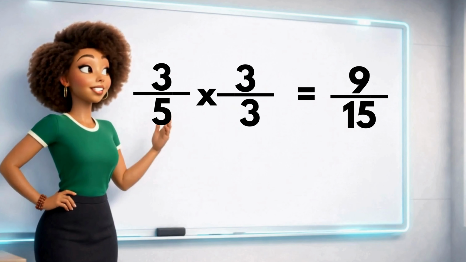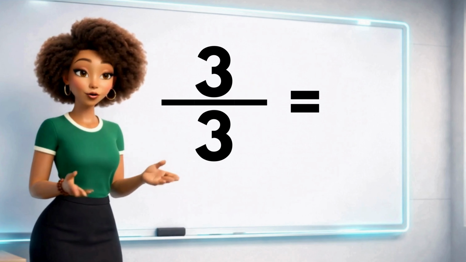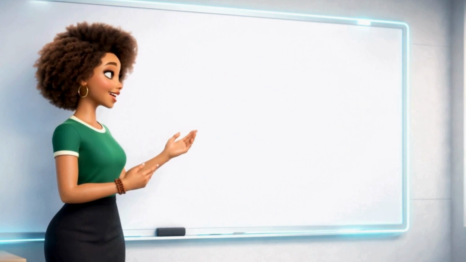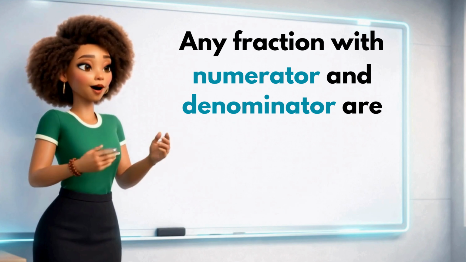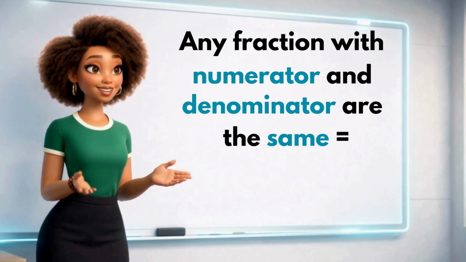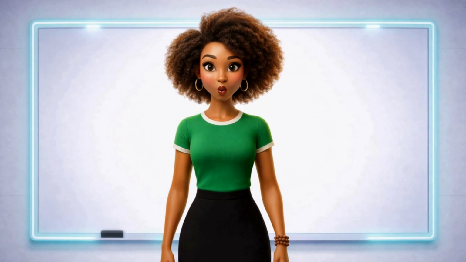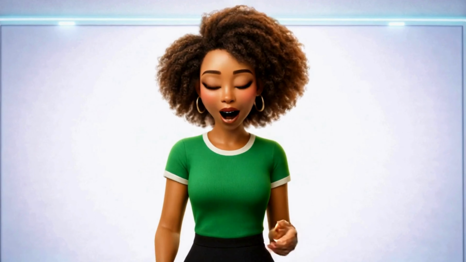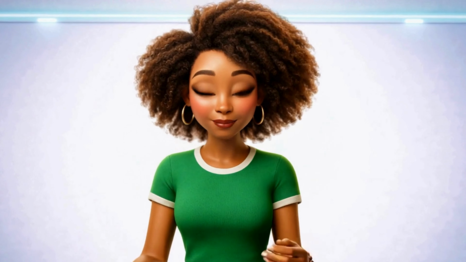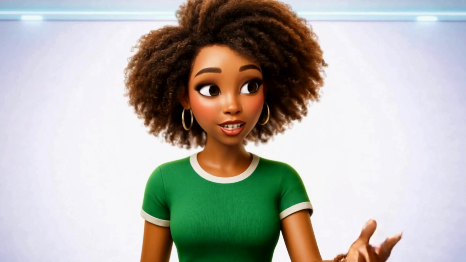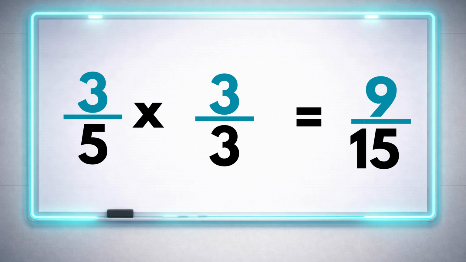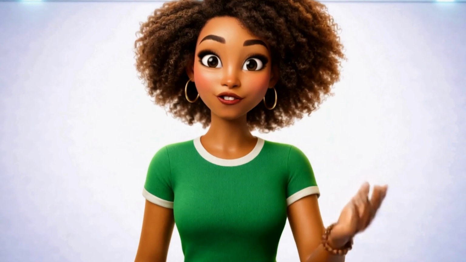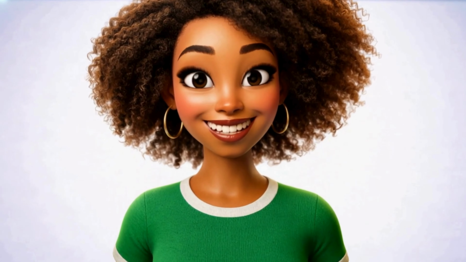Here's why that works. 3/3 equals 1. Any fraction where the numerator and denominator are the same number equals 1. So when we multiply by 3/3, we're really multiplying by 1. And multiplying by 1 doesn't change the value. That's why the fraction stays equivalent.